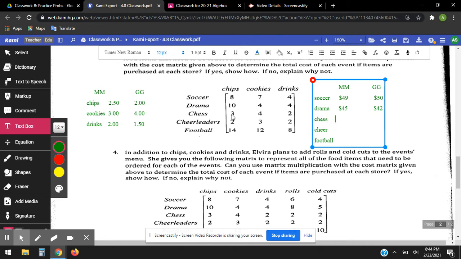So we're going to take 3 times 250 plus 4 times 3, which is 12. 3 times 250 is 750. So 750 plus 12 plus 2 times 2 is 4. And that gives us a total of 2350.